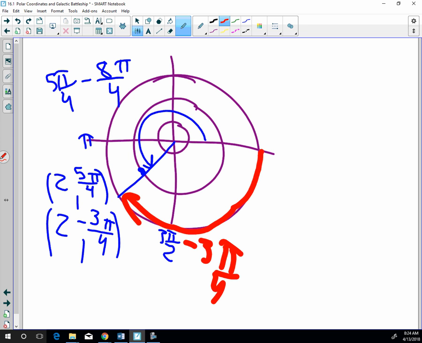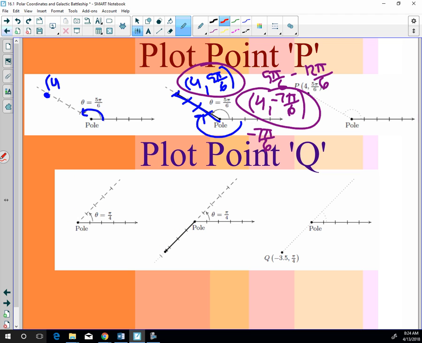You got it? Okay. Now, the next thing we're going to do is what we call a negative radius. Now, that doesn't make any sense at all. A negative radius doesn't make any sense. But whenever you see negative r, what you're saying is you're saying across the origin from your point.